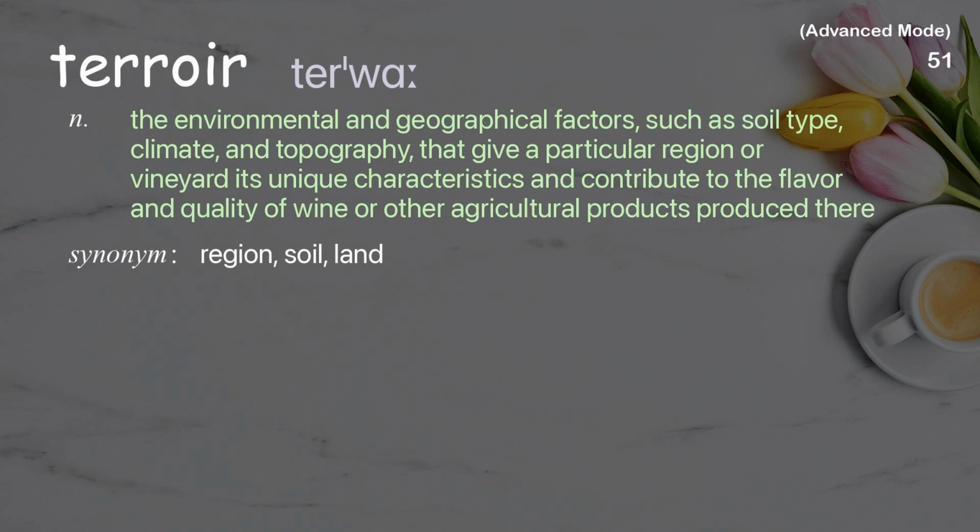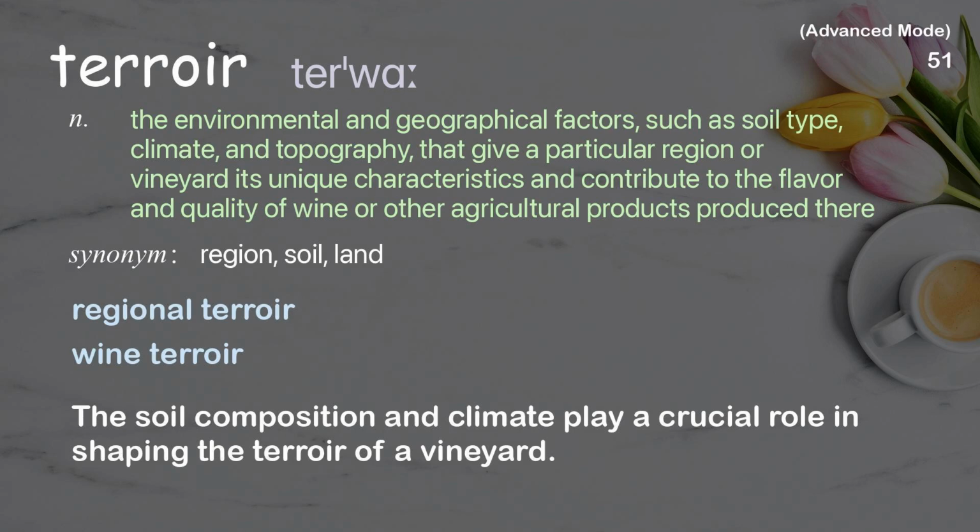Terroir. The environmental and geographical factors, such as soil type, climate, and topography, that give a particular region or vineyard its unique characteristics and contribute to the flavor and quality of wine or other agricultural products produced there. Examples: Regional terroir. Wine terroir. The soil composition and climate play a crucial role in shaping the terroir of a vineyard.